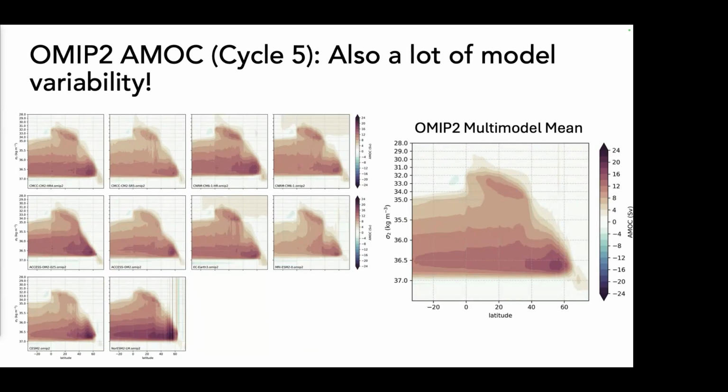Here's OMIP2. Similarly, there's a lot of variability from model to model. Going forward, I'm going to combine OMIP1 and OMIP2 together so that I have a larger sample size. You could argue that's not the best thing, because a couple of models contributed to both OMIP1 and OMIP2, but make do with the data you have.